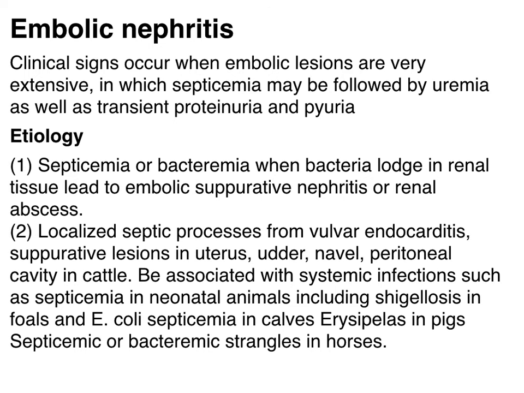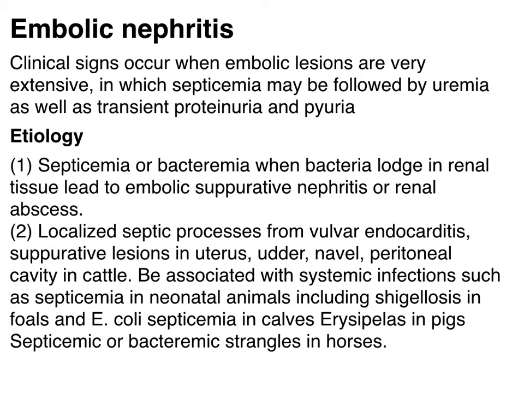Embolic nephritis. Clinical signs occur when embolic lesions are very extensive, in which septicemia may be followed by uremia as well as transient proteinuria and pyuria. The causes of embolic nephritis are septicemia or bacteremia. For example, sometimes we have E. coli infection, so we get bacteremia, or sometimes E. coli secretes endotoxin and causes septicemia.